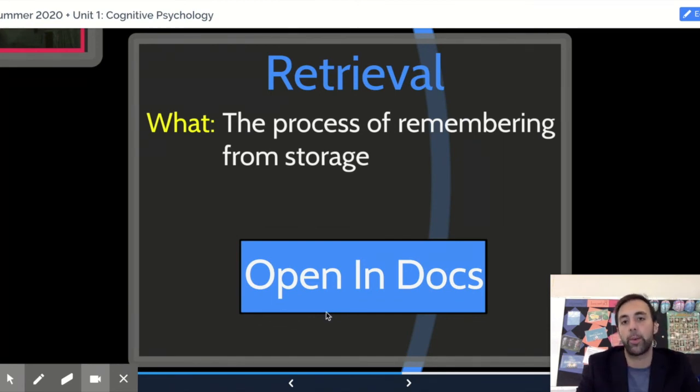So a few moments ago when I asked you who the first president was, you underwent the retrieval process where you pulled that information out of your long-term memory or your storage, provided that information, and now that information is going to wander back into your storage until the next time you need to undergo the retrieval process.